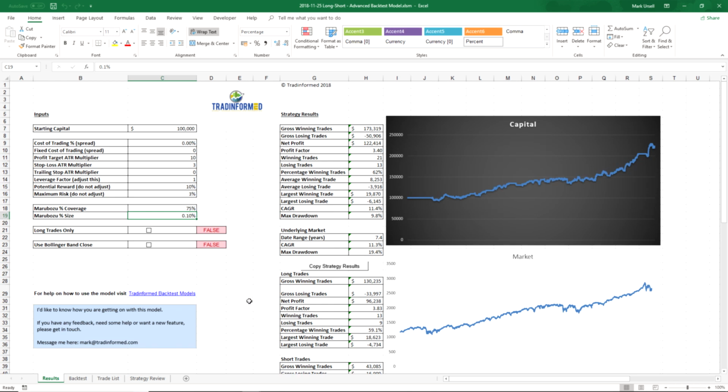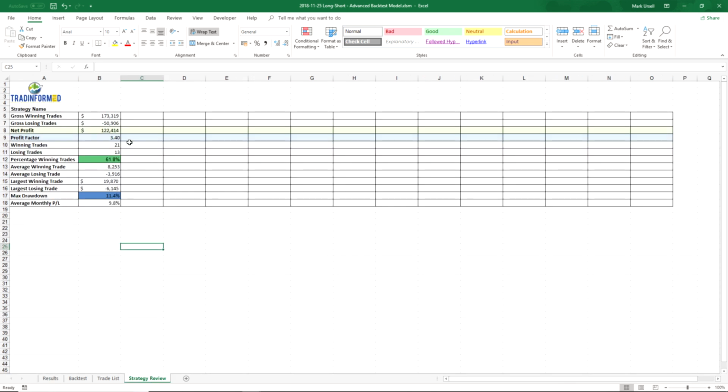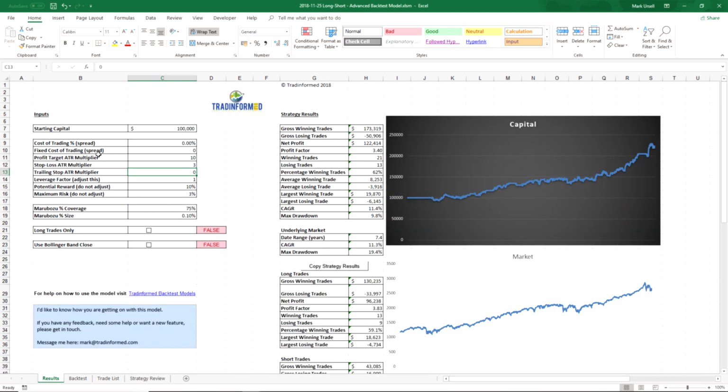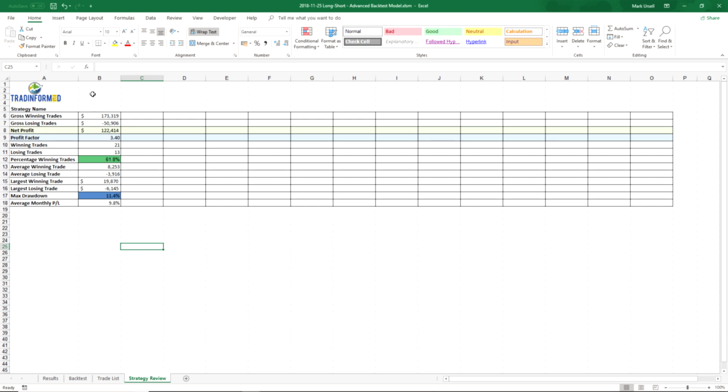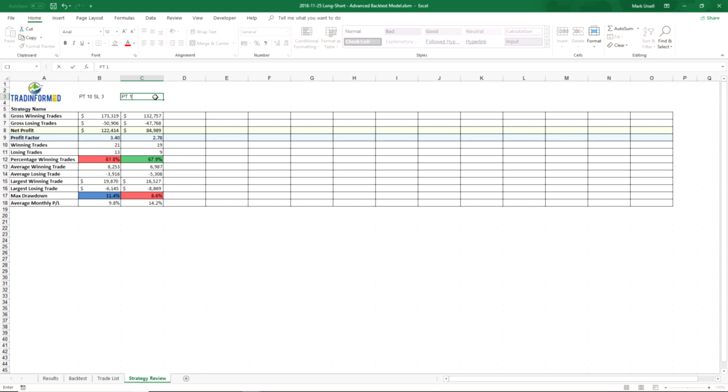Next thing you might want to do is compare different scenarios. Every time you make an adjustment to the input, the results change. So you might want to use this. You click the button here, and see, this scenario is now recorded here, and we've used a profit target of 10, stop loss of 3. We can make an adjustment, put this to 5 and copy that. You can see how it affects profitability, profit factor.